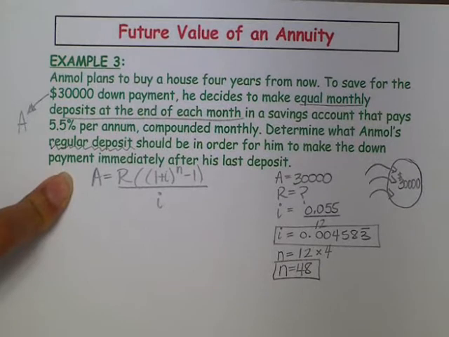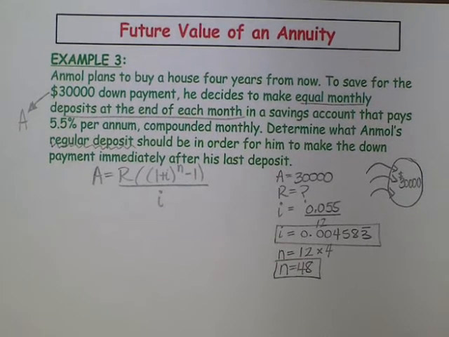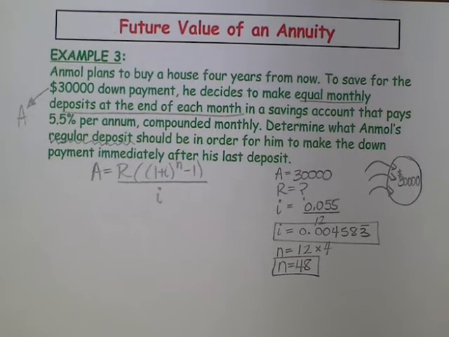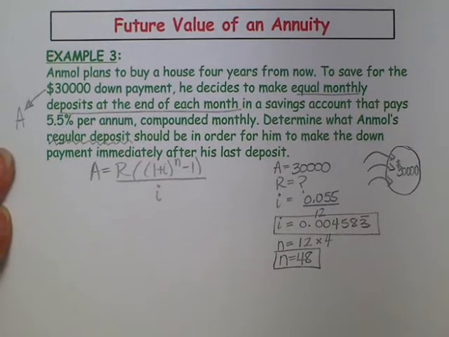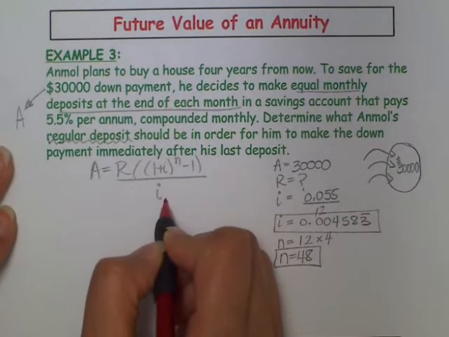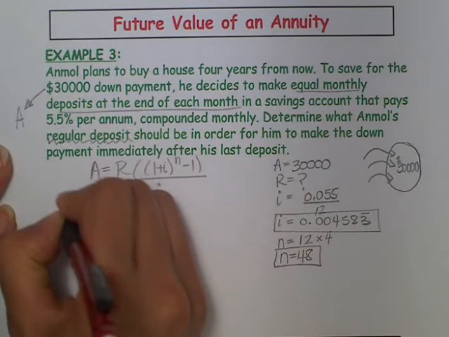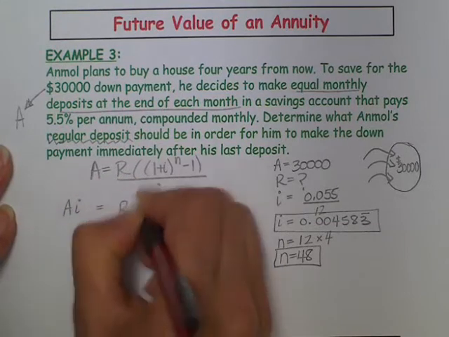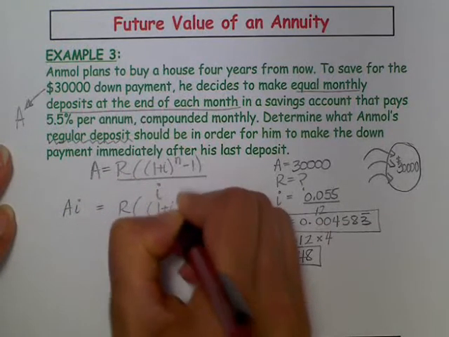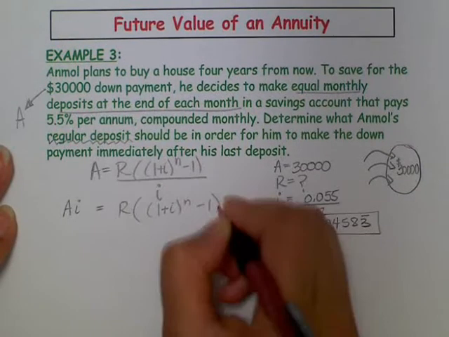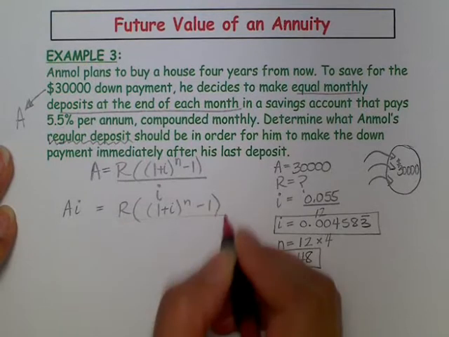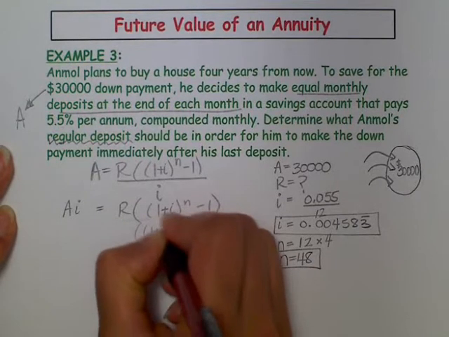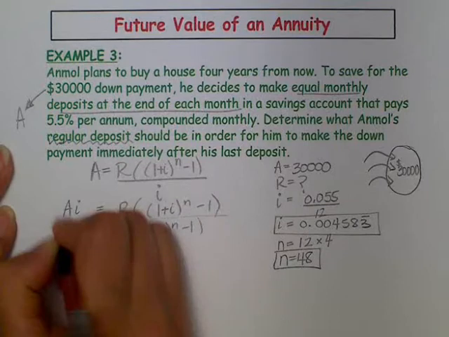What that'll help me do is substitute in all the information on one side, and then I can do all my calculations in one step instead of rounding off and making any calculation errors. So I'm going to rearrange the equation first. In order to get R by itself, I need to multiply both sides by I. So I get AI equals R times 1 plus I to the exponent n minus 1. And to get R by itself, I need to divide both sides by 1 plus I to the exponent n minus 1. So I'll do that to both sides.